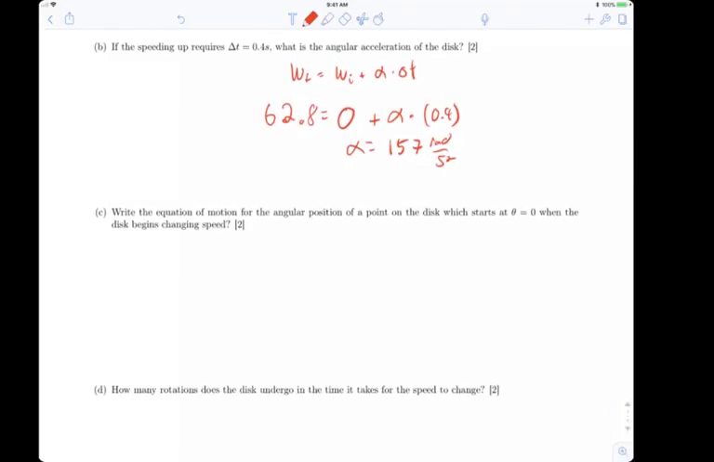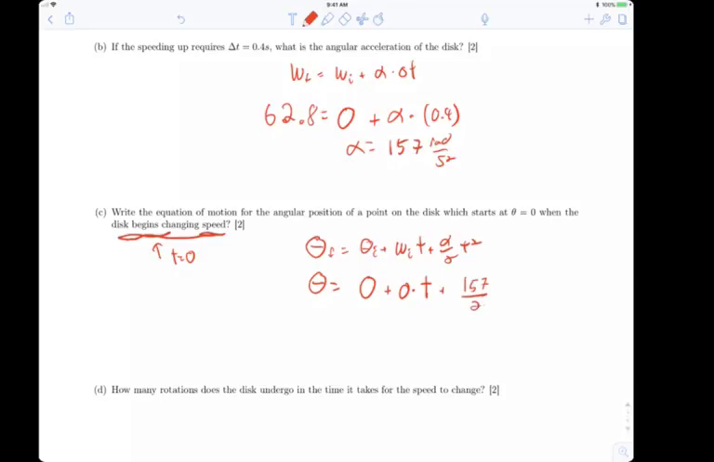Write the equation of motion for angular position of a point of the disk, starting with theta 0 when the disk begins changing speeds. So this means set t equals 0. Alright, so theta equals theta 0 plus omega initial times t plus alpha over 2 t squared. So the angular position is going to be the initial angular position plus the initial angular velocity times time plus the angular acceleration over 2 times t squared.